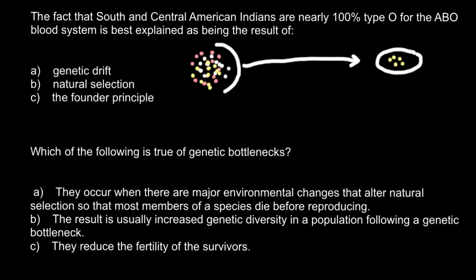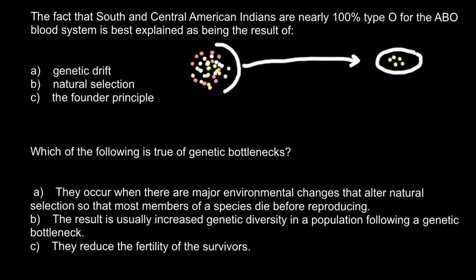So this would be the founder principle. And one of the examples would be all the animals, plants, and birds that can be found, for example, on the Hawaiian Islands. All of them were established here due to the founder principle. So now you are ready to answer this question.